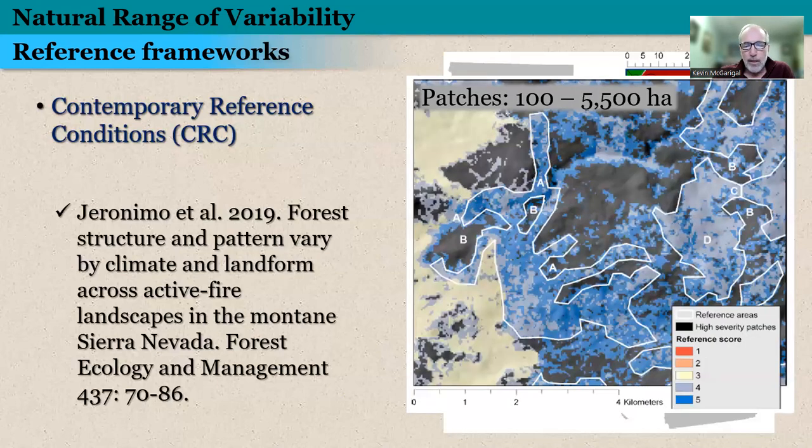which is one of the concerns or issues with any CRC-based approach. In this particular study, however, they looked at each of the reference areas and essentially mapped, at the finest scale, what areas experienced regular occurrence of fires and did not experience uncharacteristically severe fires, as well as a couple of other criteria, to delineate patches that met these reference site criteria. And these patches ranged in size from 100 to over 5,000 hectares.